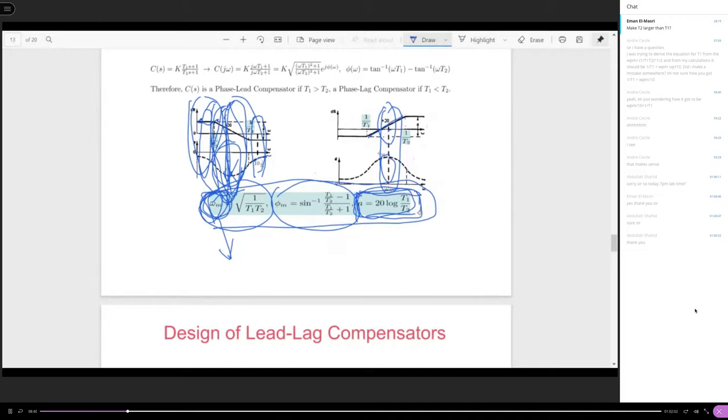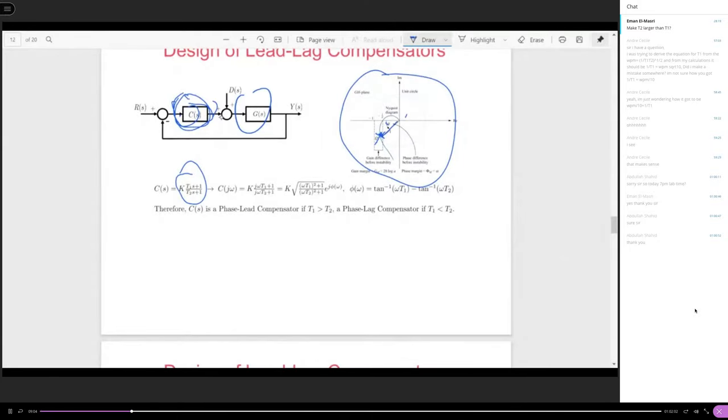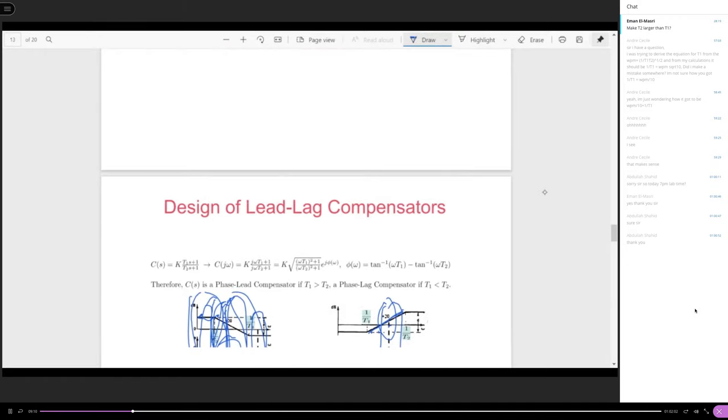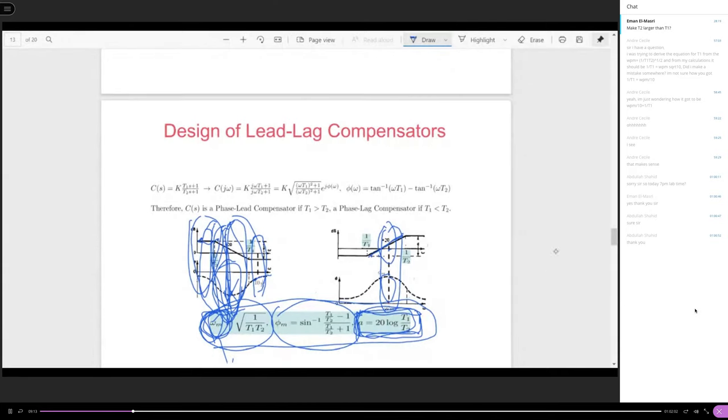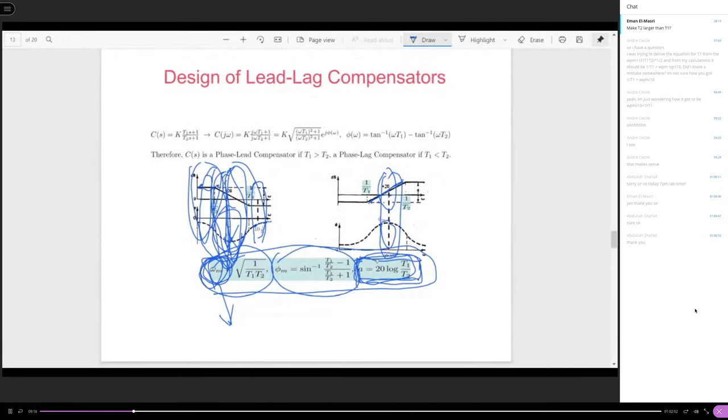On the other hand, we cannot ignore the change of the magnitude, okay? Because remember, when you have a magnitude raise up, you are actually pushing the crossover frequency to the right, to increase the crossover frequency, because you raise the plot. So when you raise the plot of the G of S of the plant, you are basically pushing the crossover frequency to the right. And for the phase lag, the magnitude goes downward, so you're going to push the crossover frequency to the left.